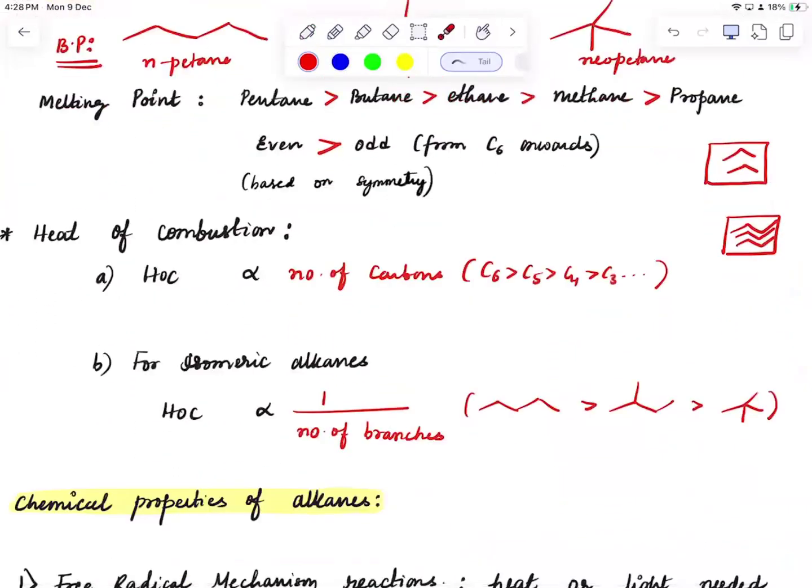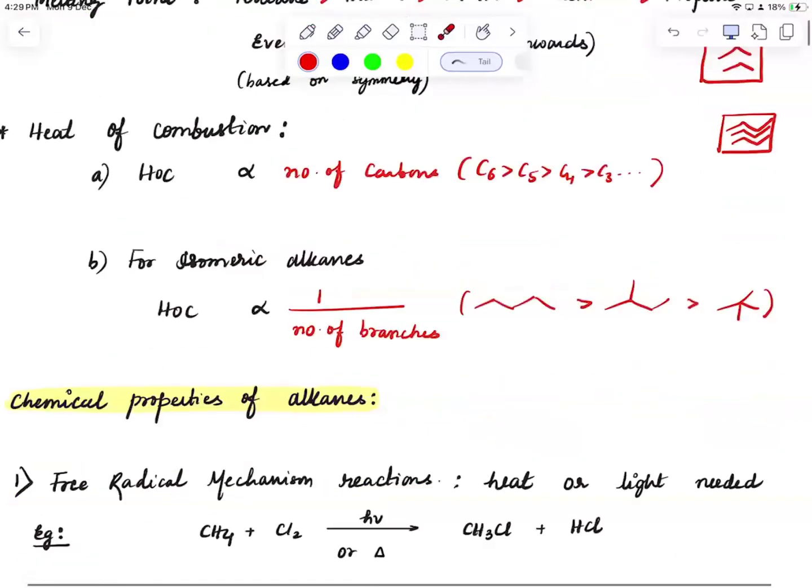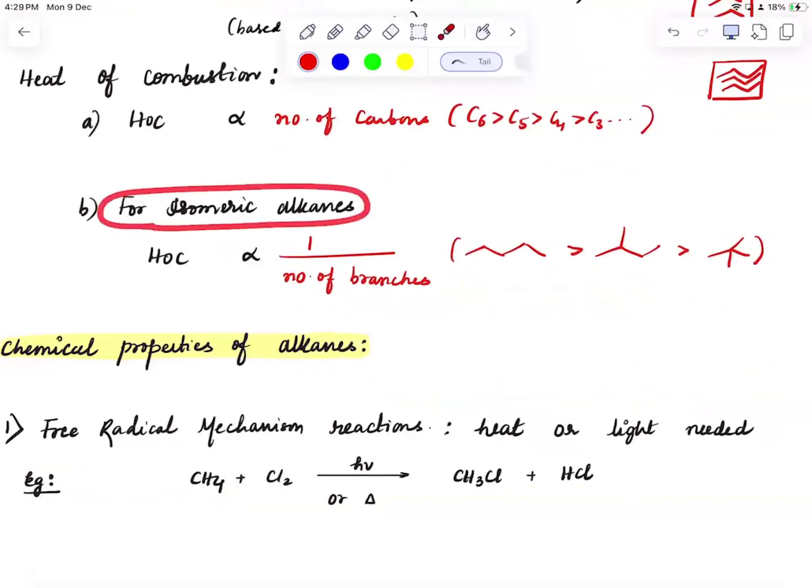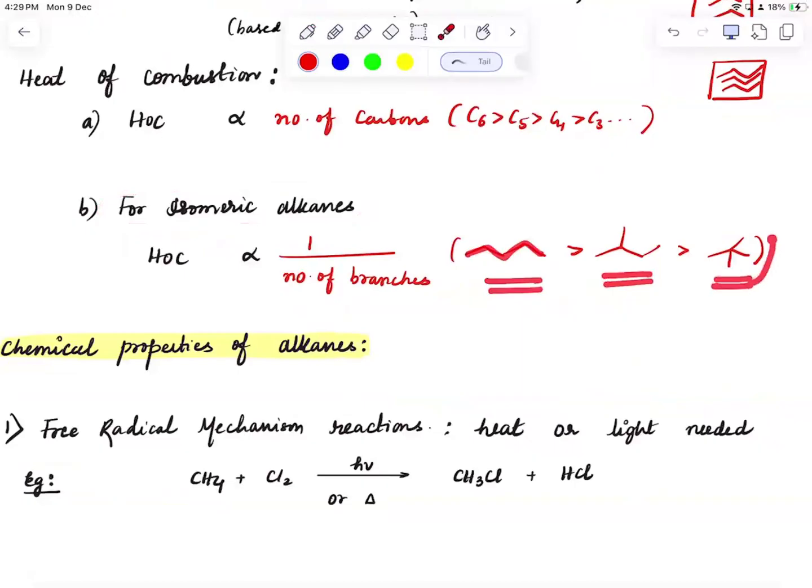Okay. Next, heat of combustion. Heat of combustion mainly depends on number of carbons. Okay, how many number of carbons we have. So you can see C5, C6, C5, C4, C3. This is how the heat of combustion would be. Okay, more the number of carbons, more is the heat of combustion. If isomeric alkanes are concerned, then suppose if you have C5 with a straight chain, branch chain, and further branches, more the branching, less will be the heat of combustion.